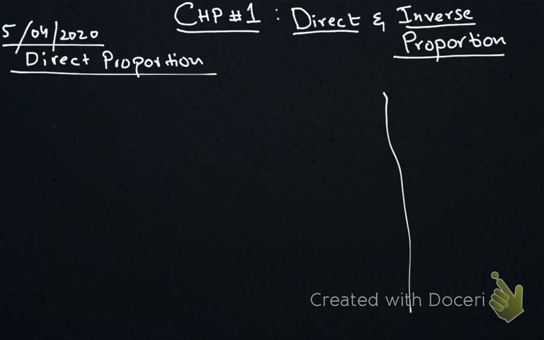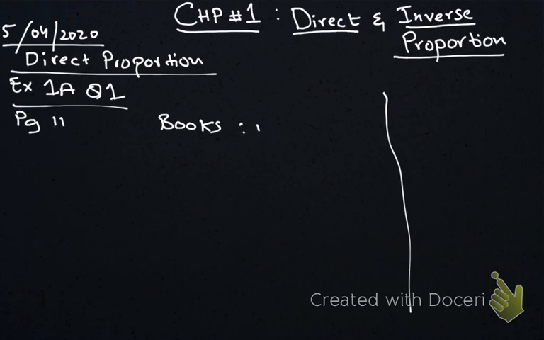Question number 1 of exercise 1A, page 11. Okay, have a look at it. The question says 108 identical books have a mass of 30 kg. So there are two things: books and the mass. 108 books have a mass of 30 kg, and in part 1 you have to find out the mass of 150 books.